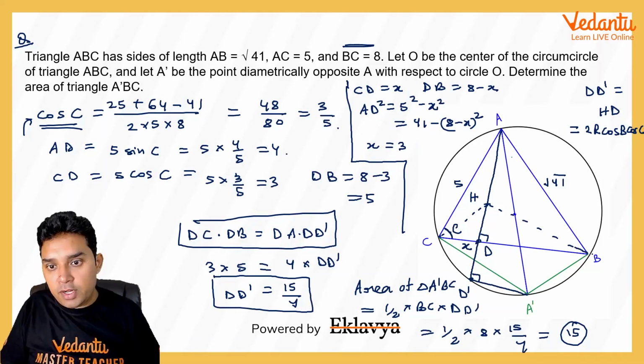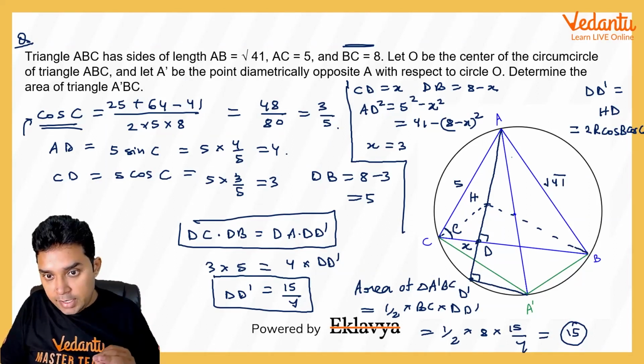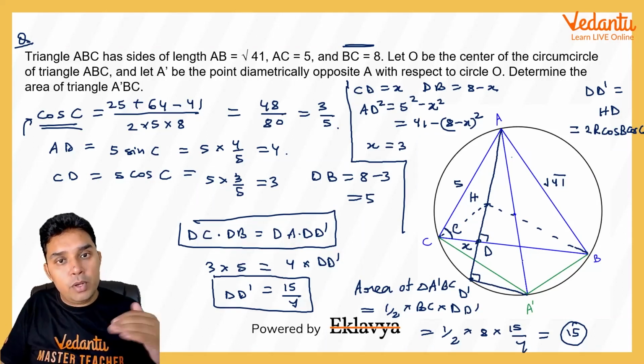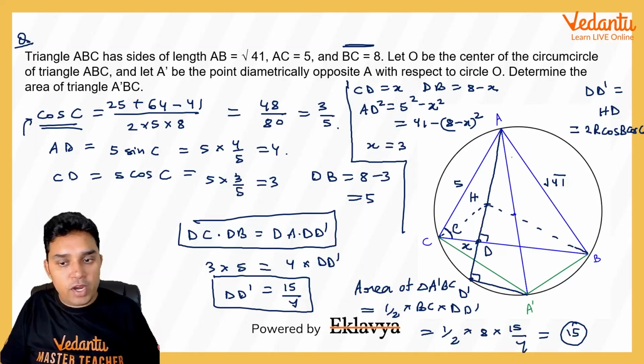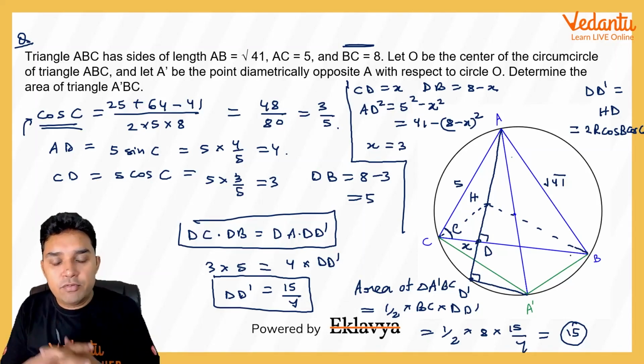Okay, in fact, let me tell you, this is actually a parallelogram. You can prove it yourself that HCA'B is a parallelogram, where CB is a diagonal. So the area of the triangle above it or below it will be the same. So even if you find the area of triangle HCB, that will also be the same as 15.